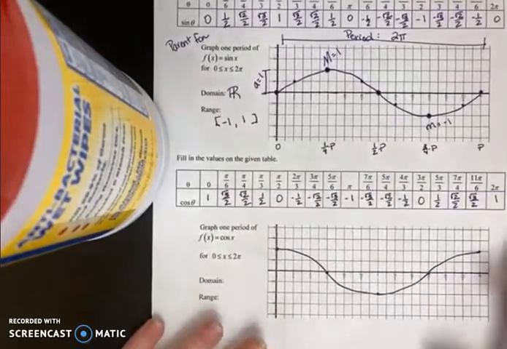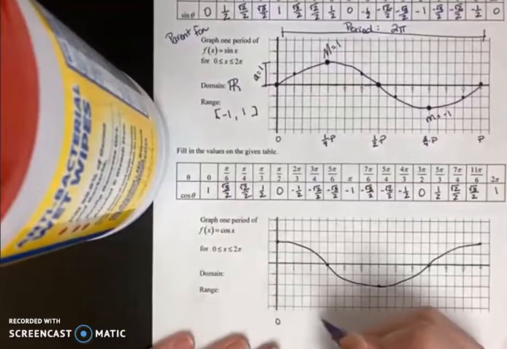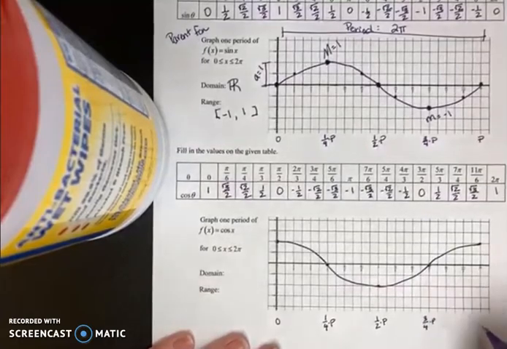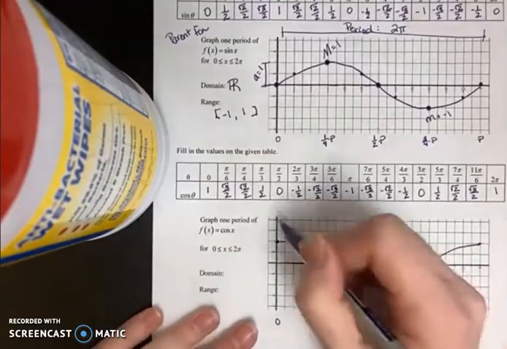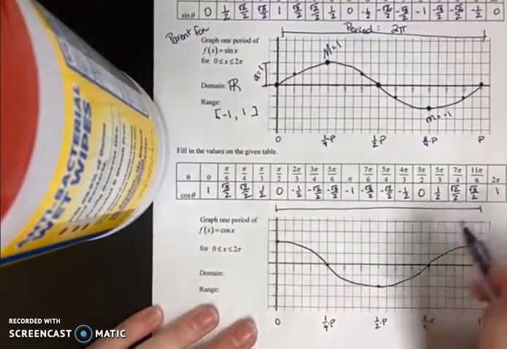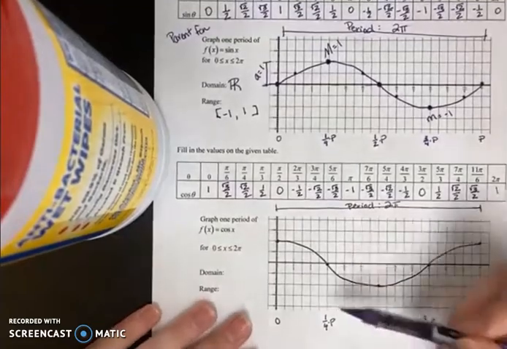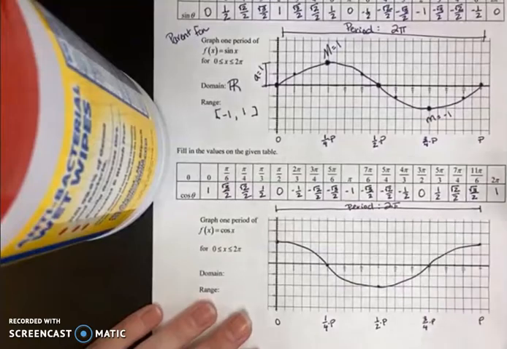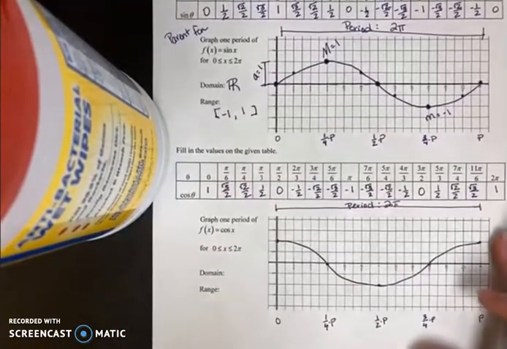These 5 key points occur at the same key points we had for sine. It's at 0, 1/4 of the period length, 1/2 of the period length, 3/4 of the period length, and then the full period length. So this full period for cosine, the parent function of cosine, is 2pi. And we can see 1/4 of 2pi is pi/2, half of 2pi is pi, and 3/4 of 2pi is 3pi/2. So you can just check and make sure that all works.